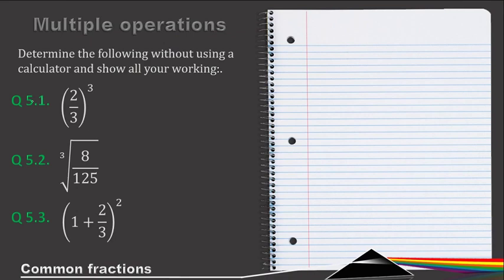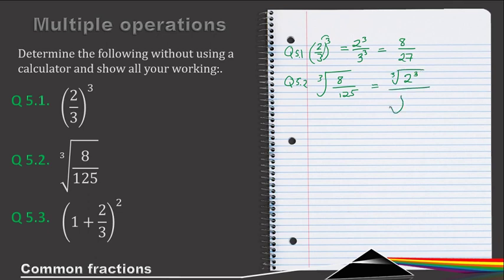All right, so for question 5.1, we have 2 over 3 cubed. Now, when you have the cube of a number, you have to take it to all of the bases. So this is then 2 to the power 3 over 3 to the power 3, which then becomes 8 over 27. Question 5.2, cube root of 8 over 125. And in one step, I'm just going to break these up. So I'm going to write it as cube root of 8, which is 2 to the power 3, over the cube root of 125, which is 5 to the power of 3.